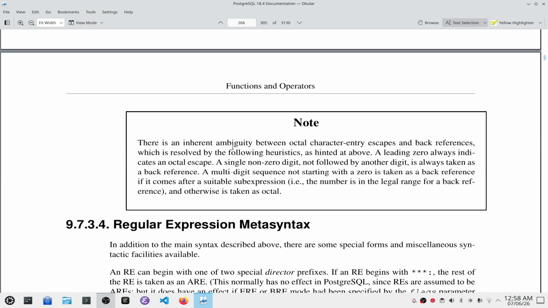There is an inherent ambiguity between octal character entry escapes and back references, which is resolved by the following heuristics, as hinted above. A leading zero always indicates an octal escape. A single non-zero digit not followed by another digit is always taken as a back reference. A multi-digit sequence not starting with zero is taken as a back reference if it comes after a suitable subexpression, that is, the number is in the legal range for a back reference; otherwise it is taken as octal.